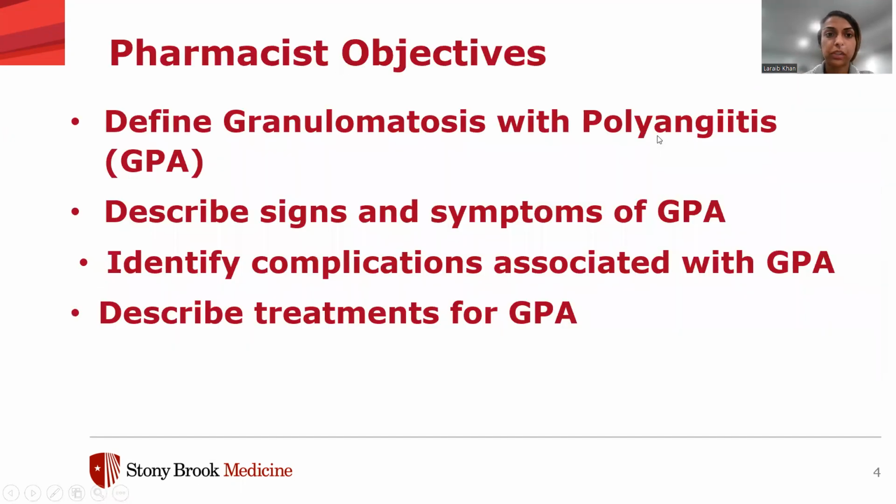Okay. So some pharmacist objectives that we're going to learn in this CE: define what GPA is, describe the signs and symptoms of GPA. We're going to talk about complications that are associated with GPA, and then we're going to talk about treatments for GPA.